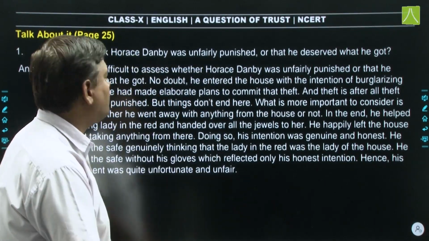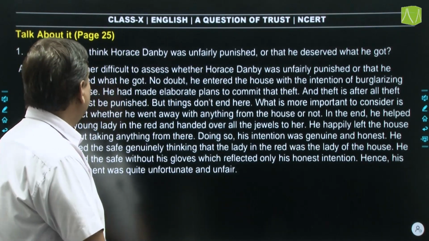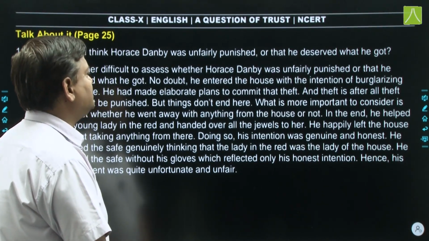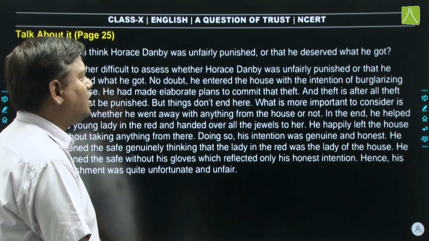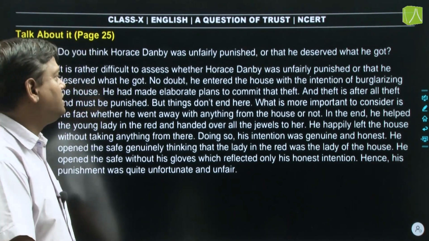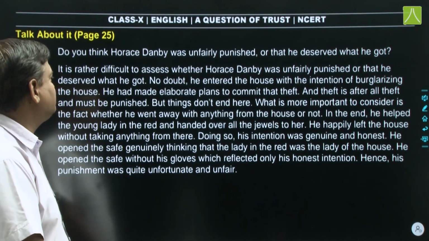Now talk about it questions on page number 25. Do you think Horace Denby was unfairly punished or that he deserved what he got? So again it is an opinion based question. Now it is on you how you answer it.